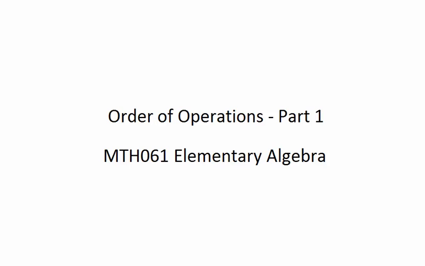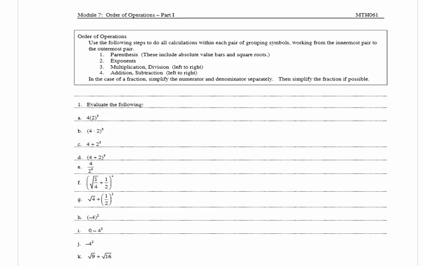In this video, we're going to be looking at order of operations. Our order of operations when evaluating are going to be: take care of the parentheses, and we're always going to work with the innermost first and work our way out, and that includes absolute values and square roots. Then we're going to take care of exponents, then multiplication and division from left to right, and then addition and subtraction from left to right. And we're going to see these steps in the following examples.